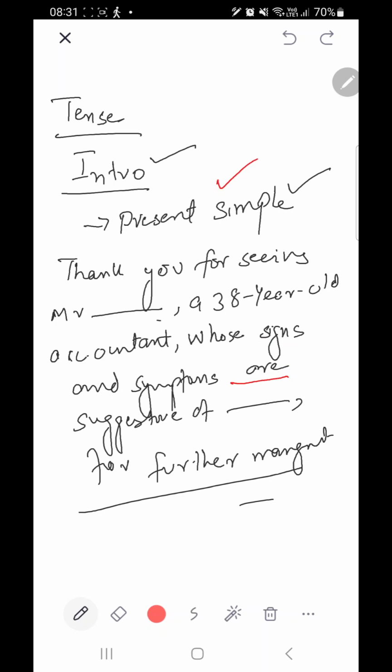tense. So most of the time in a referral letter, you will be using present simple tense, right? Most of the time, but it's not the case always. Sometimes we can write, as we saw yesterday, day before yesterday, we discussed the referral letter with the category of without a diagnosis. So let's say if I'm writing the same letter, thank you, I will try to summarize it. For seeing Mr. Whatever or Mrs.